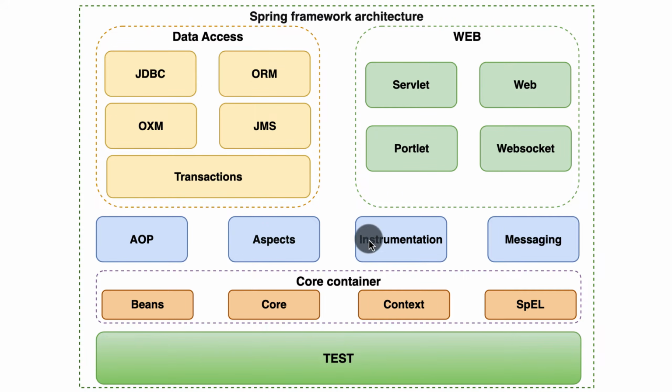And then the instrumentation module provides support for bytecode instrumentation, allowing developers to modify the behavior of compiled classes at runtime. These can be useful for debugging, profiling, and other runtime analysis tasks. The messaging module provides support for building message-driven applications using a variety of messaging technologies, including JMS, AMQP, and MQTT.